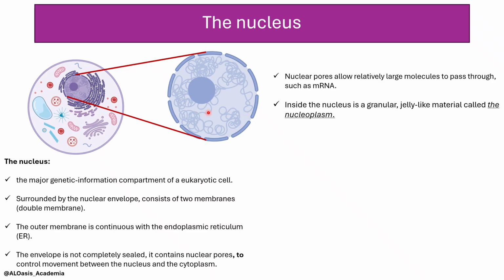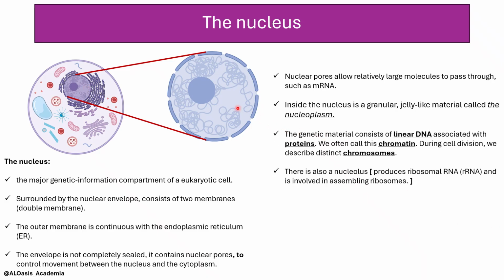Also, inside the nucleus, we have a jelly-like material, and that's called the nucleoplasm. Okay, so within the cell itself, we have the cytoplasm, which is these free spaces, and within the nucleus, we have the nucleoplasm. So do not mix them up. Cytoplasm is that area here. Nucleoplasm is within the nucleus, and it's a jelly-like material.